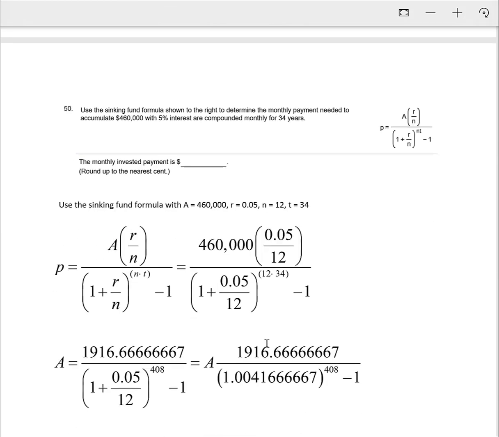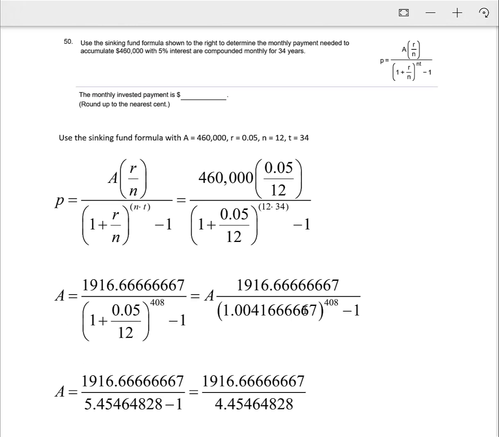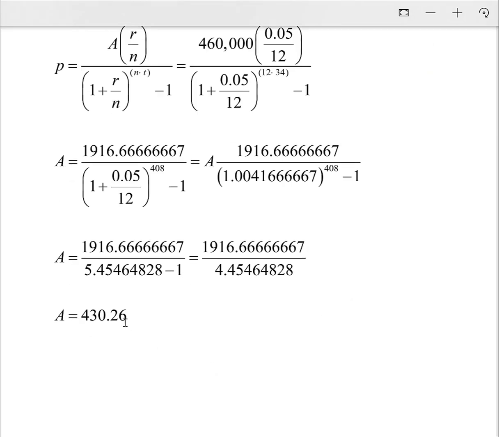And then one last one. This is figuring out the monthly payment invested. So we've got here the sinking fund formula. How much do we have to put in each payment period? And we're doing this monthly. So again, we put the numbers into the calculator, very similar to what we did before. Simplify the numerator. Go ahead and work on the denominator here, 0.05 divided by 12, add 1. Raise it to the 408th power because it's 12 times 34. Subtract 1. Divide that into the numerator. And so you come up with a monthly payment of $430.26.